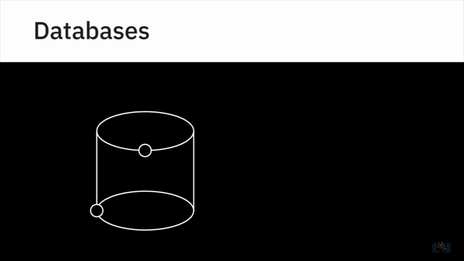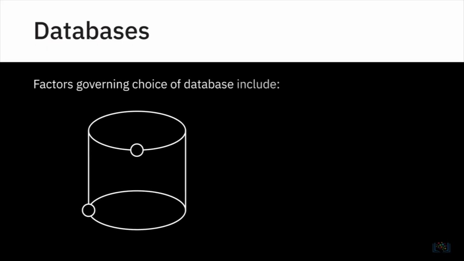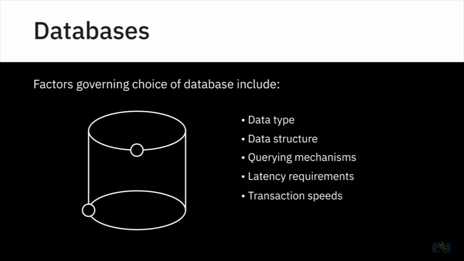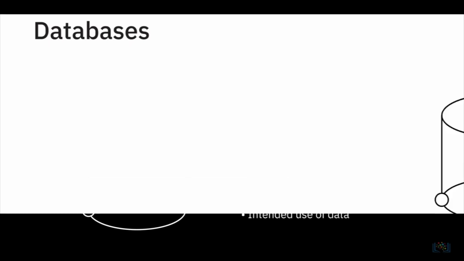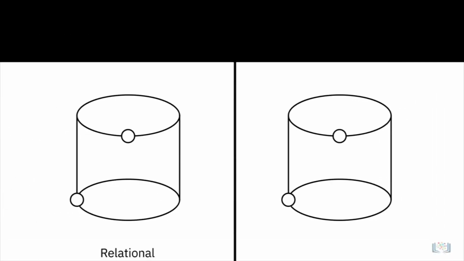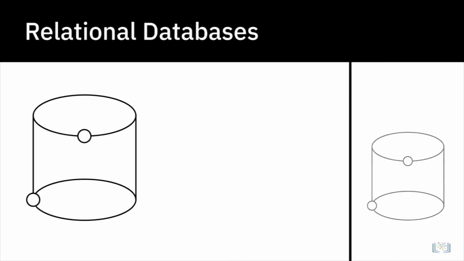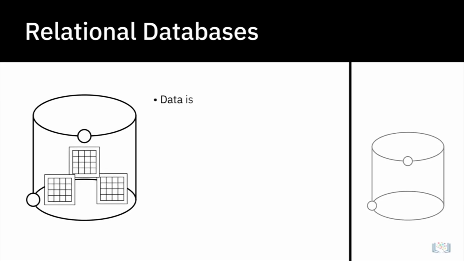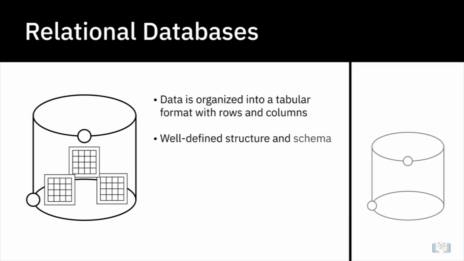There are different types of databases. Several factors influence the choice of database, such as the data type and structure, querying mechanisms, latency requirements, transaction speeds, and intended use of the data. It's important to mention two main types of databases here: relational and non-relational databases. Relational databases, also referred to as RDBMSs, build on the organizational principles of flat files, with data organized into a tabular format with rows and columns following a well-defined structure and schema. However, unlike flat files, RDBMSs are optimized for data operations and querying involving many tables and much larger data volumes.